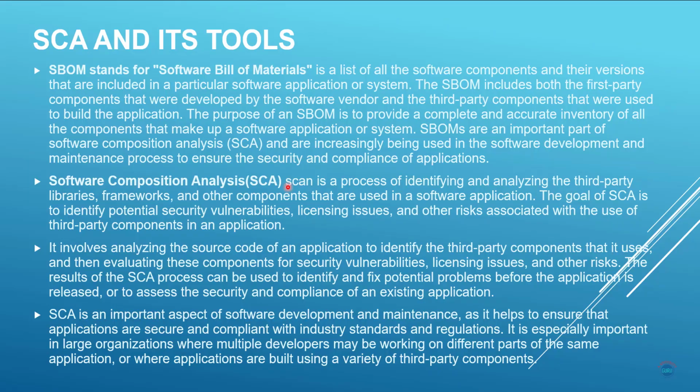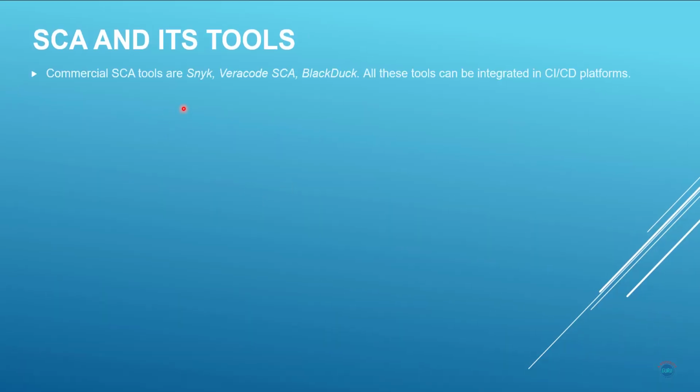Now let's see some tools that perform SCA. Some commercial tools are Snyk, Barracuda SCA, Black Duck. All these tools can be integrated in CI/CD platform. We will see some of those demos in the upcoming lectures as well. Then some free or open source tools are OWASP Dependency-Check, and Snyk also has a community edition that we can use free of cost for running SCA scan. We will see that demo in the upcoming lectures.